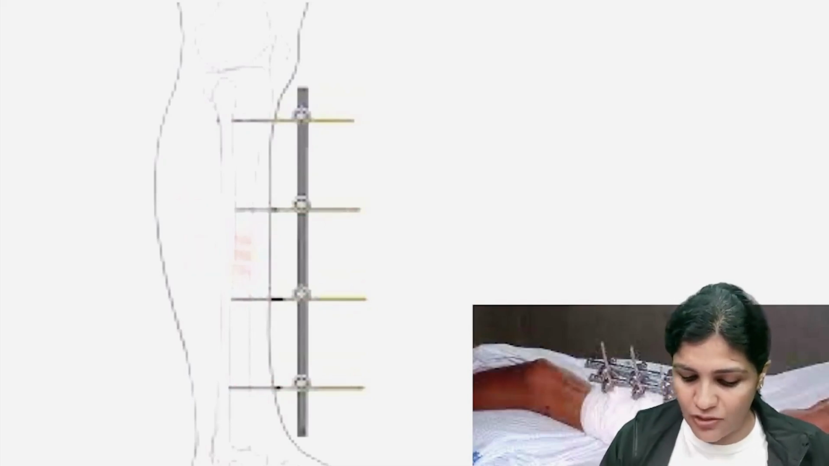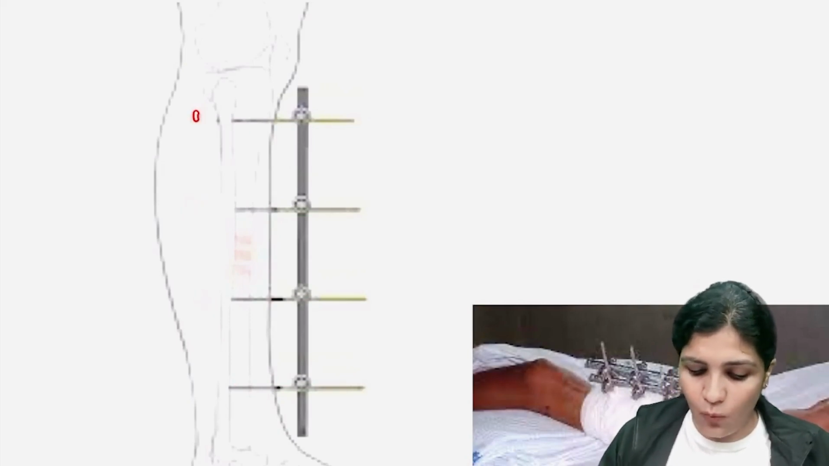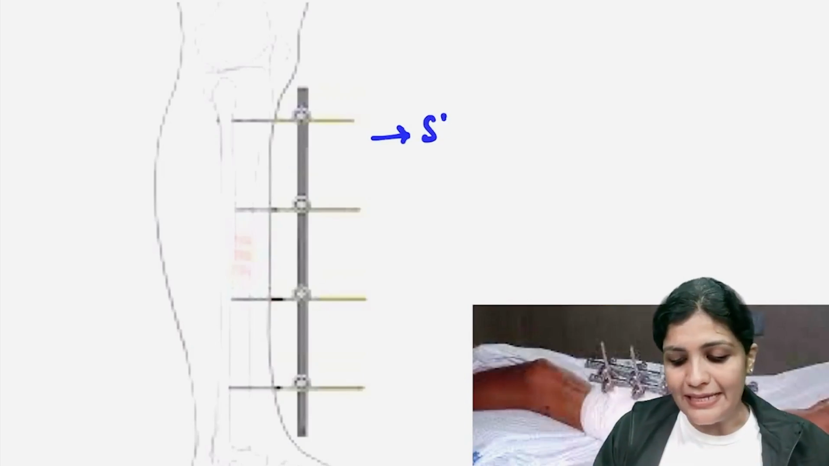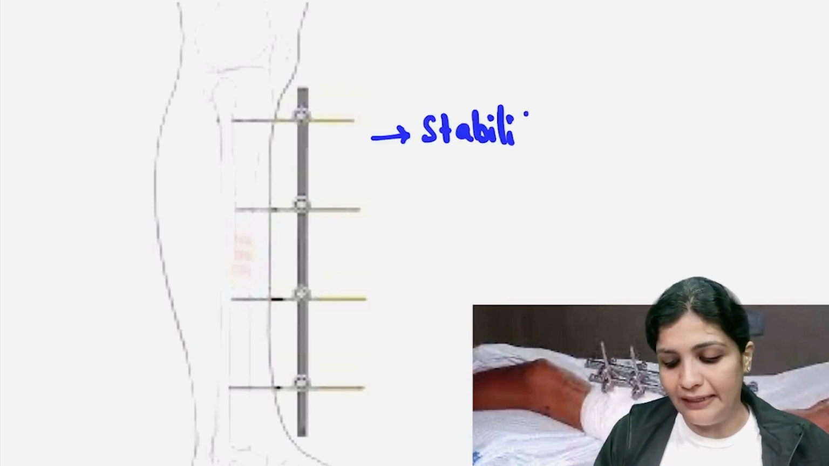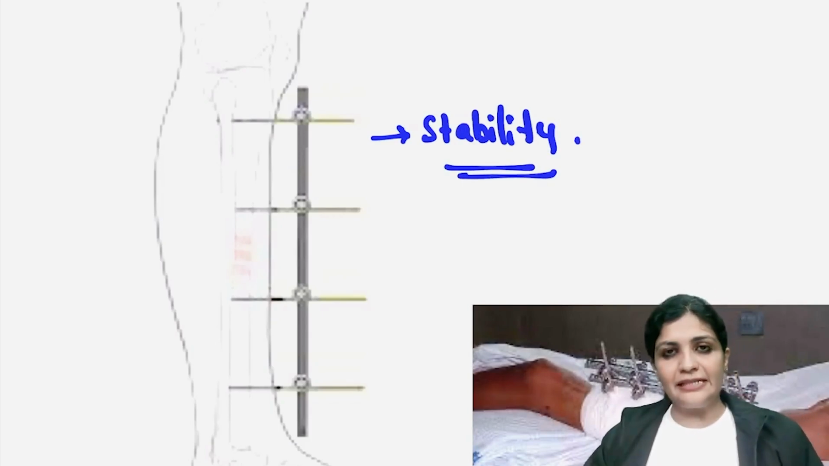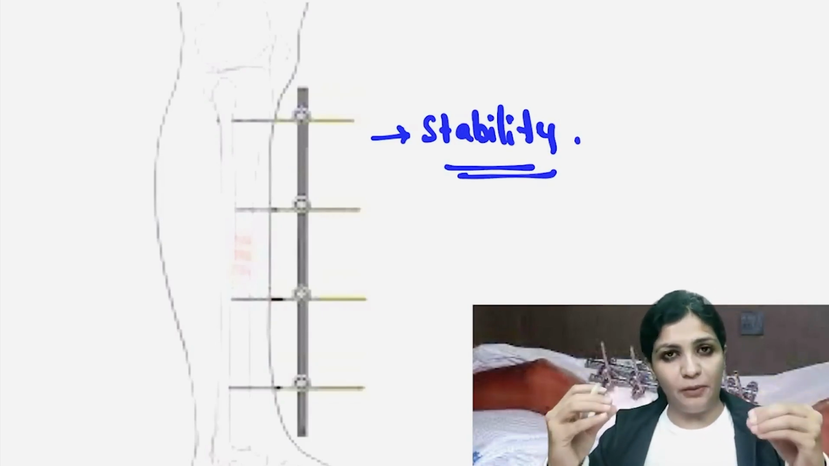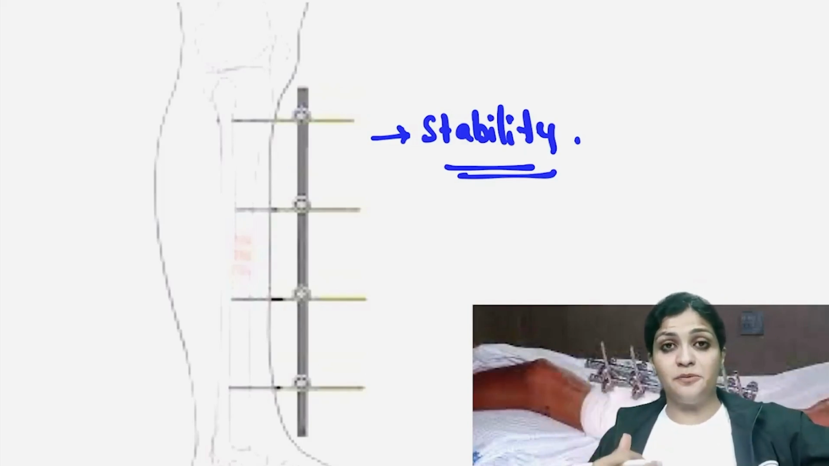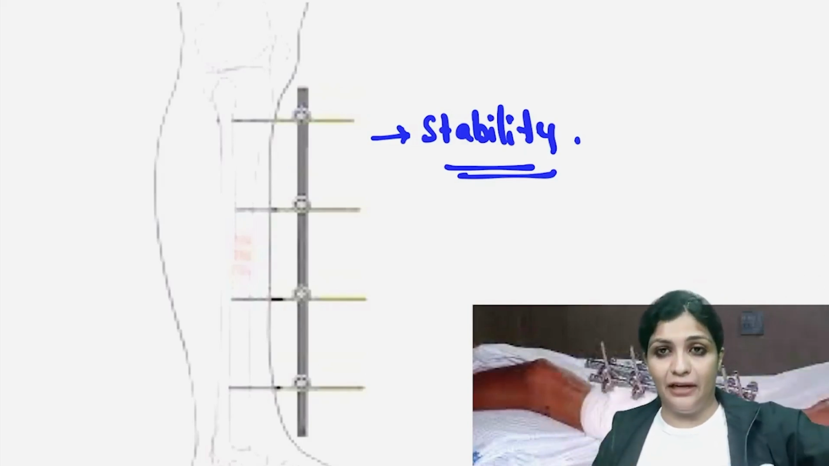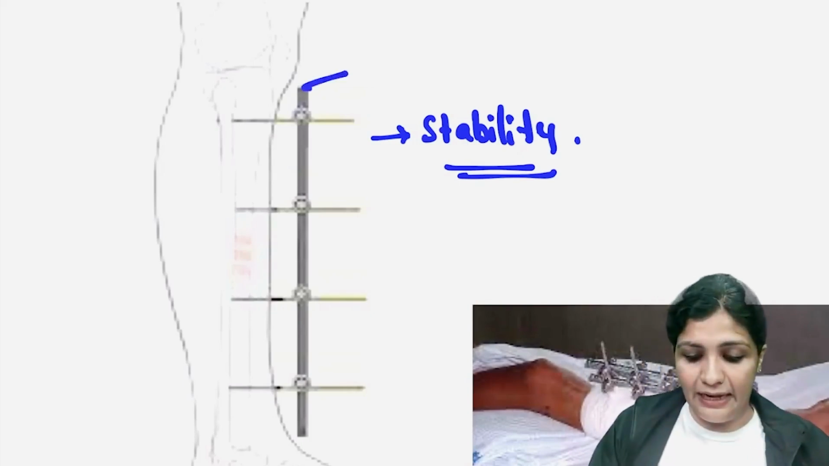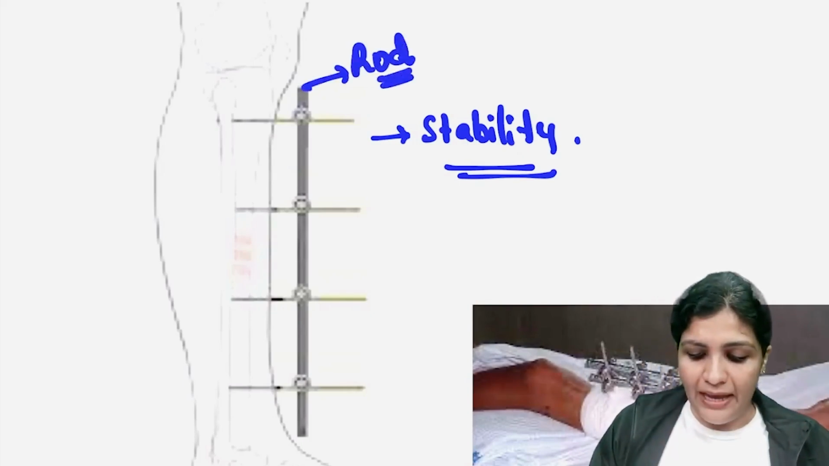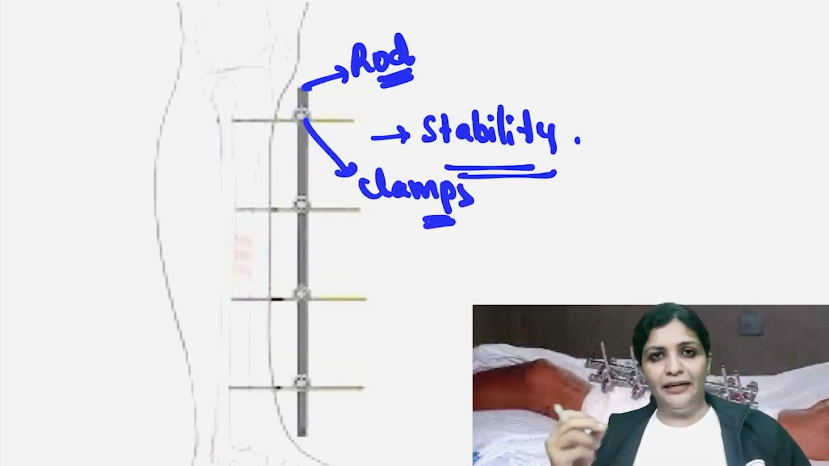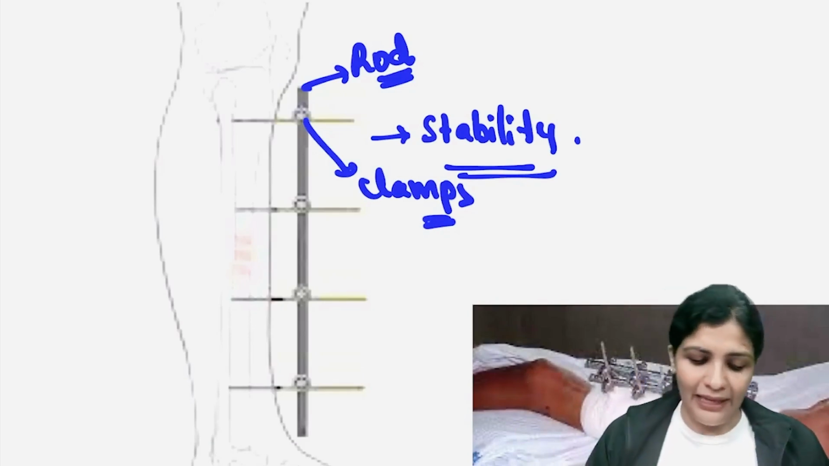Two pins are placed. One pin is placed near the fracture, and one pin is placed far from the fracture. This is how we attain the stability. So two pins should be present near the fracture to hold the fracture tightly, and to give stability to these pins, you have to put the other two pins farther away. All the pins are connected by the rod, and these are called the clamps. The connection between the rod and the pin is through the clamps. So this is called the X-fix.